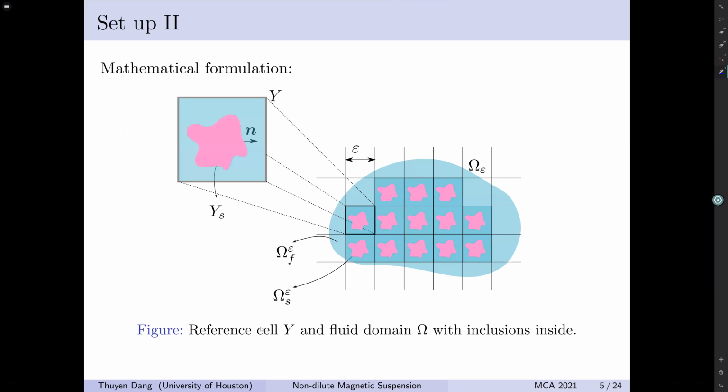So in the context of periodic homogenization, we introduce a small scale epsilon, and then we assume that the particles are periodically distributed inside the domain omega epsilon, and here you have a reference cell. So here is the particle, which we denote by Ys, and the outside is the fluid part. Okay, so let's come to the equations.